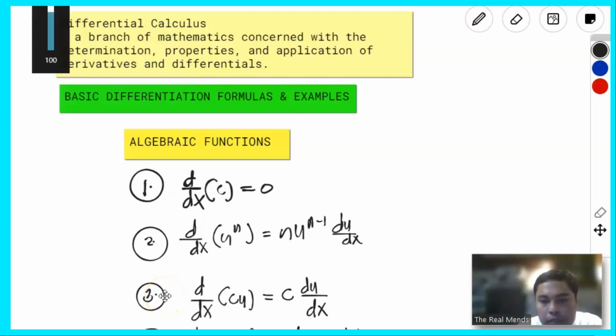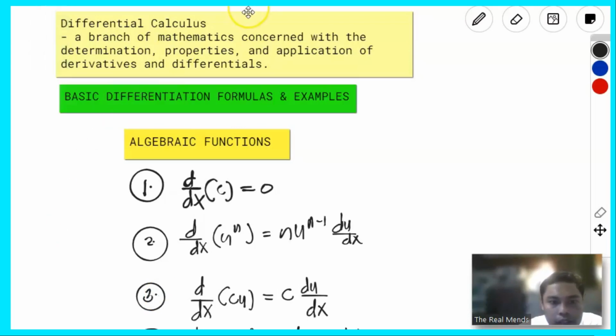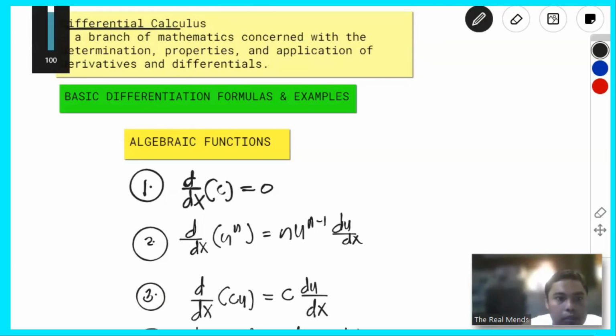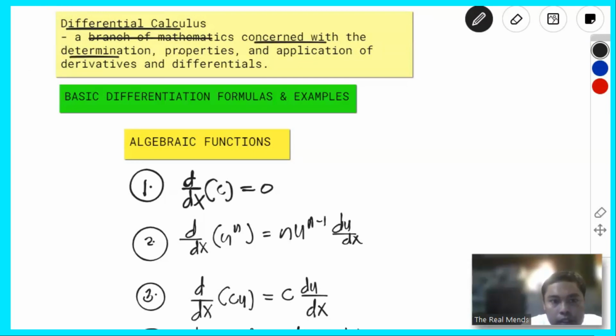Hello, in this video let's discuss all about differential calculus. What are the basic formulas about differentiation? When we say differential calculus, it is a branch of mathematics concerned with the determination, properties, and application of derivatives and their differentials. Okay, so we have the basic formulas and examples we need to use for this topic.